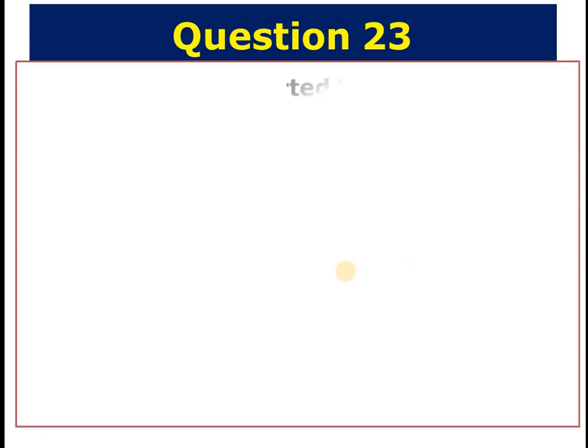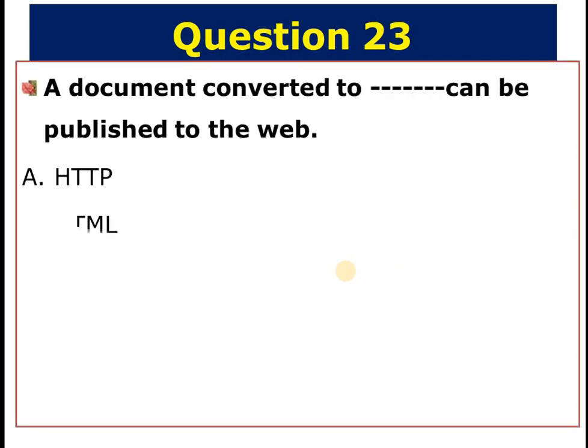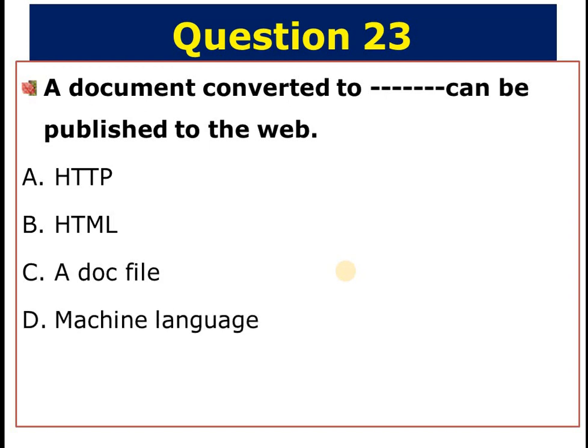Question 23. A document converted to blank can be published to the web. A. HTTP, B. HTML, C. A doc file, D. Machine language. The answer is choice B. An HTML document can be published to the web.